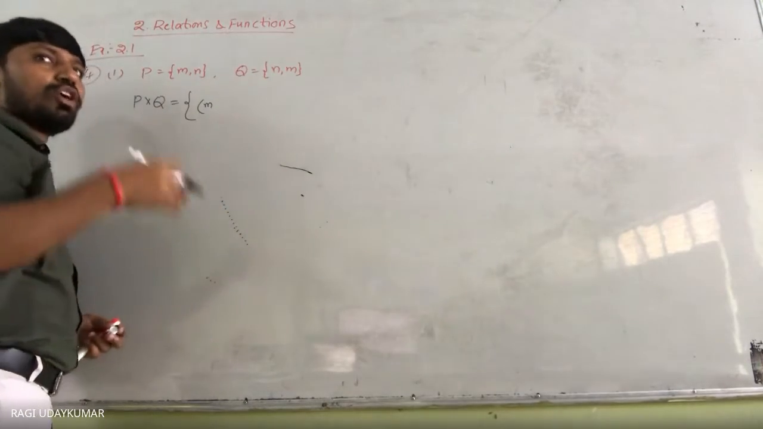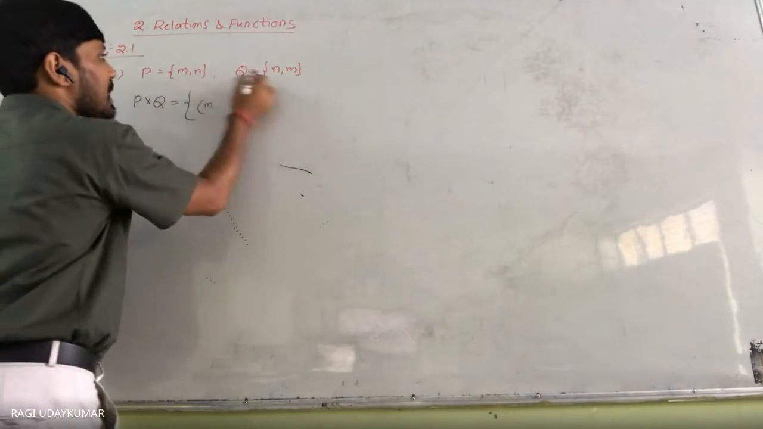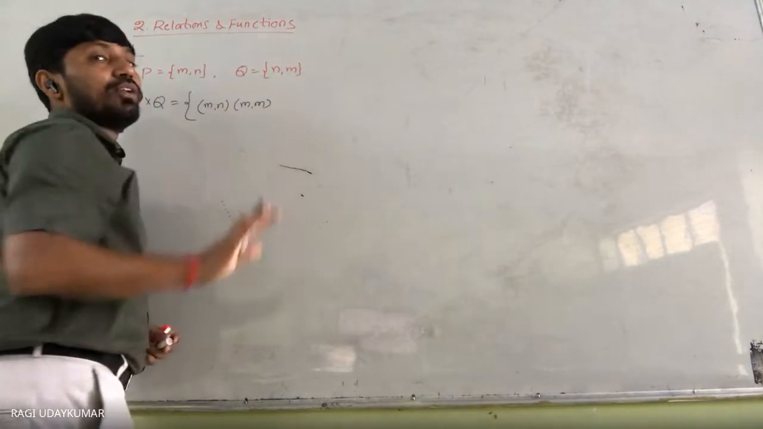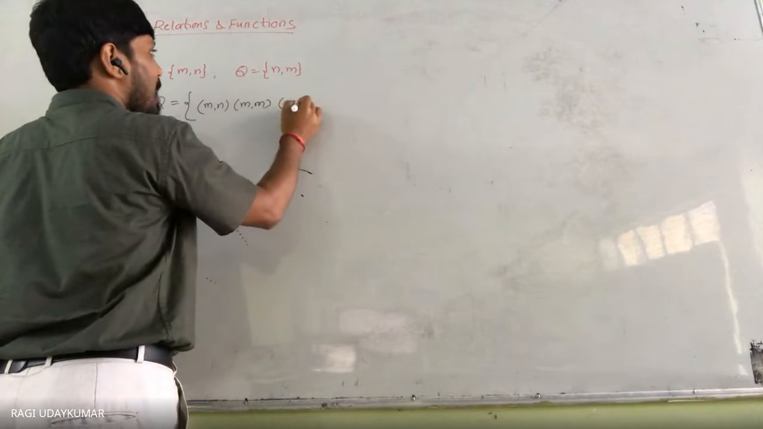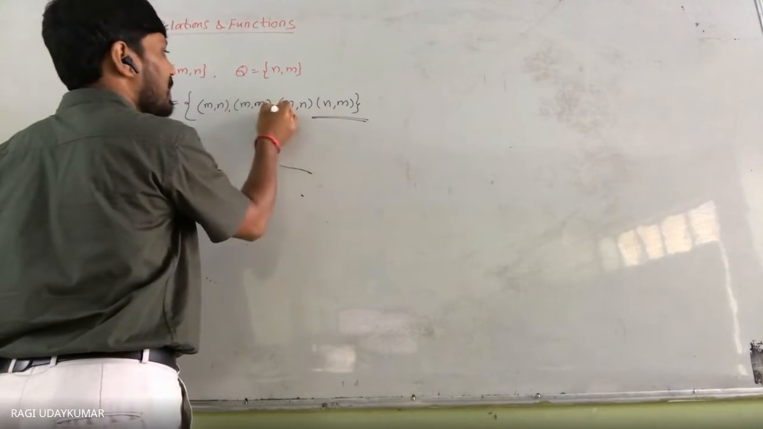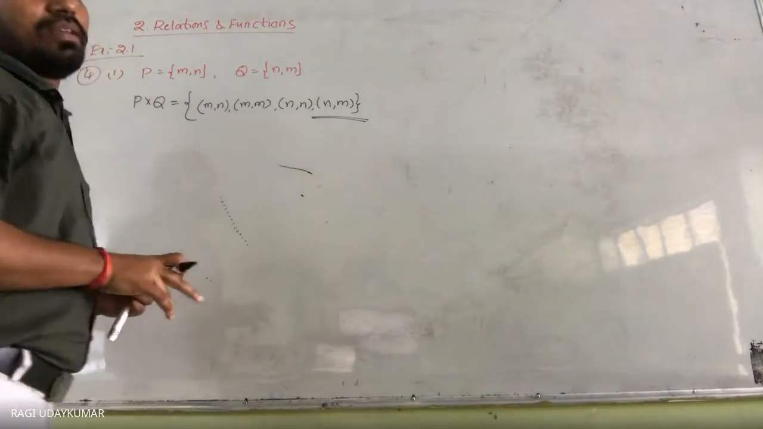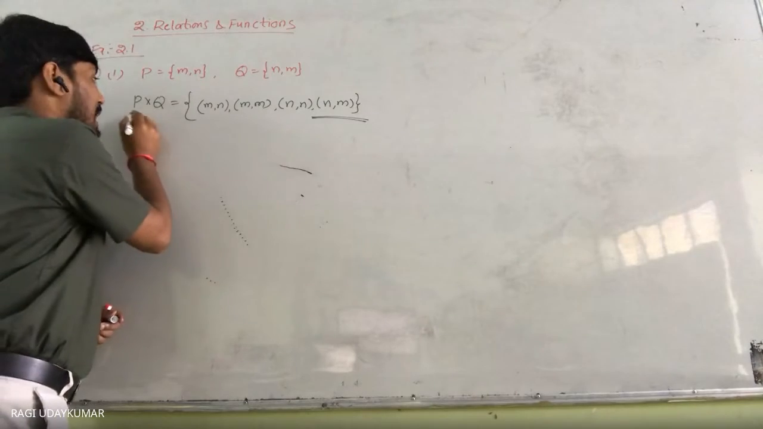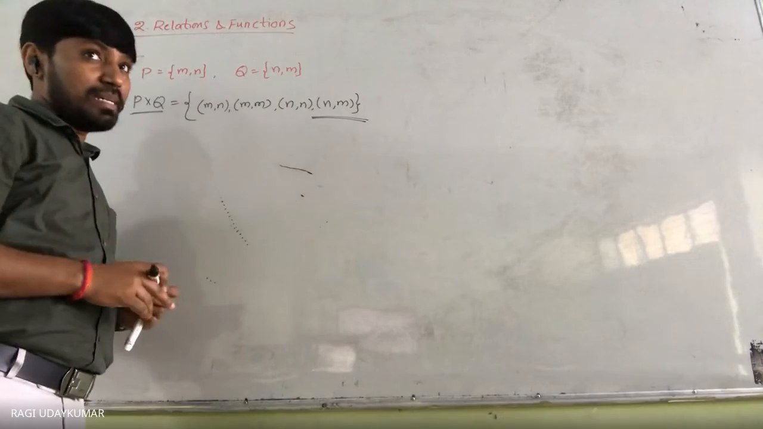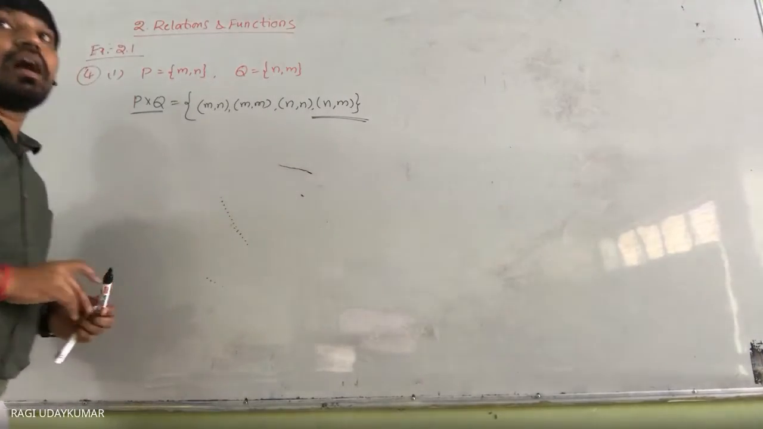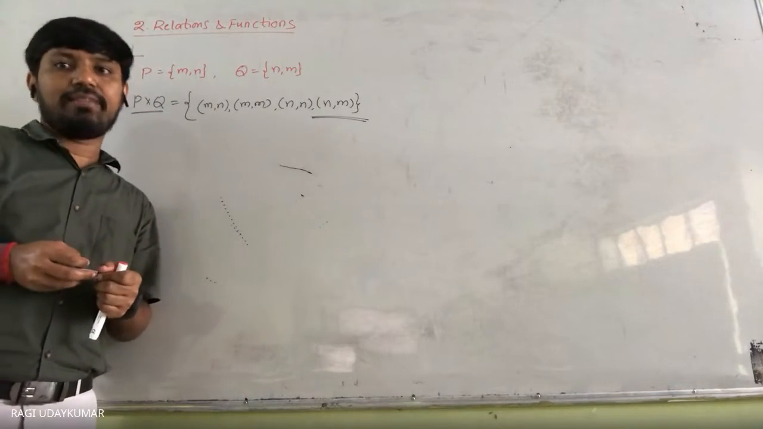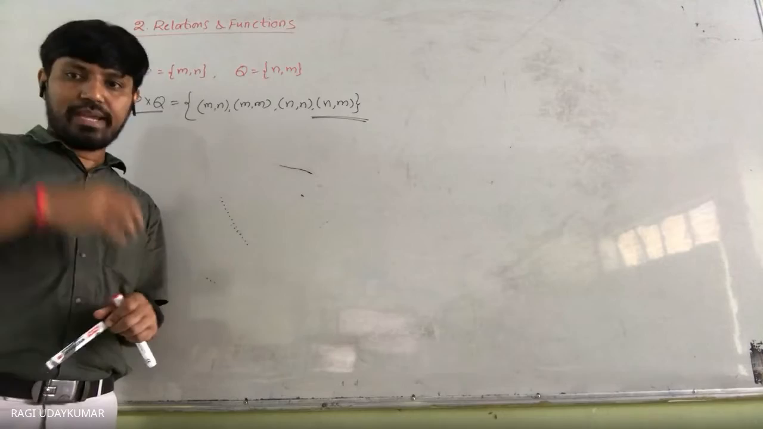But apart from that, you are going to have still more elements. So (M, N), (M, M). This (M, M) also should be included. Next, (N, N), (N, M). This is the correct one, with braces, because this is also a set. The Cartesian product of the two sets is also a set, but that set contains elements. Which type of elements? Ordered pairs. It contains ordered pairs as elements. Okay.